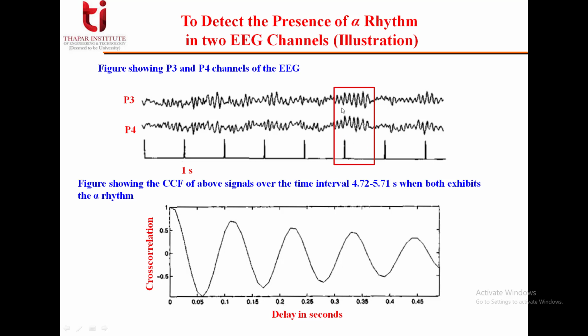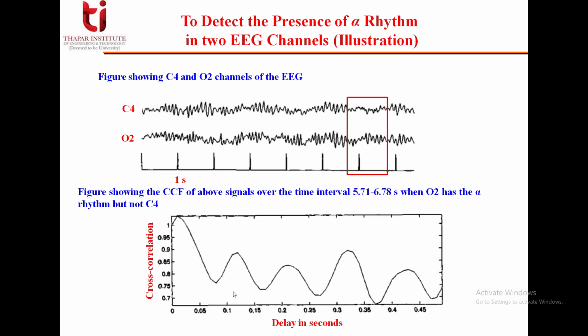And how can we detect this? We can go for the cross correlation function of the signals from these two channels, P3 and P4. We considered that segment, and you can see the cross correlation. It is also showing peaks. If you take 0.11 second, it is showing approximately a peak. That corresponds to alpha rhythm. So both the signals are exhibiting alpha rhythms. You will get a peak at that corresponding frequency and its integral multiples.